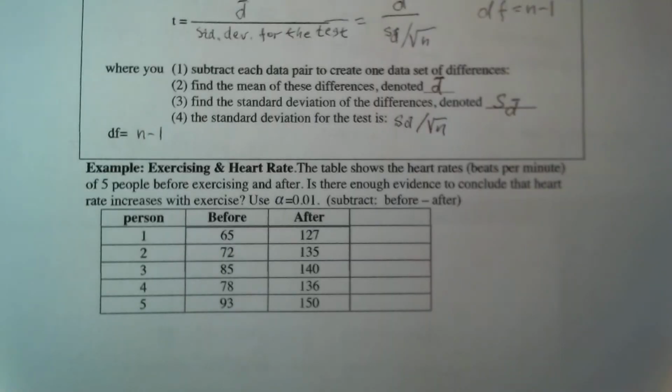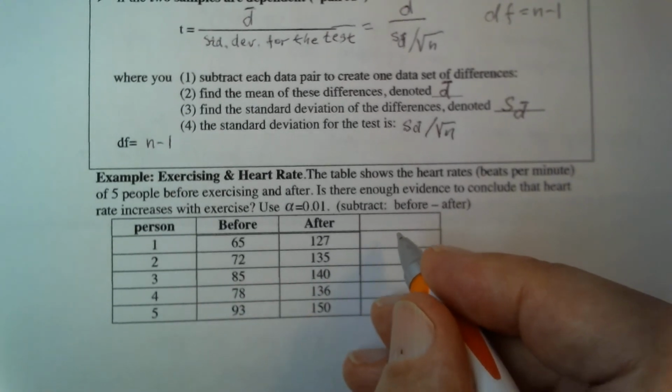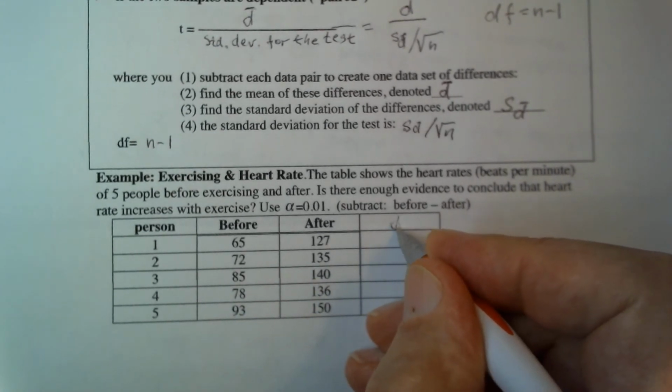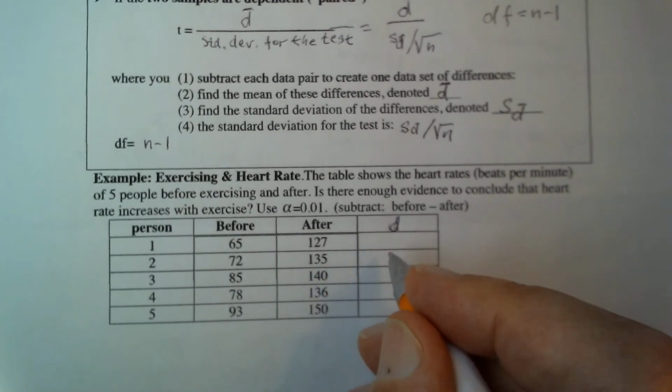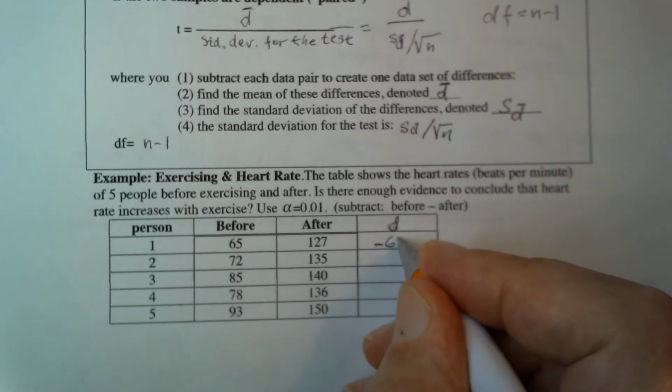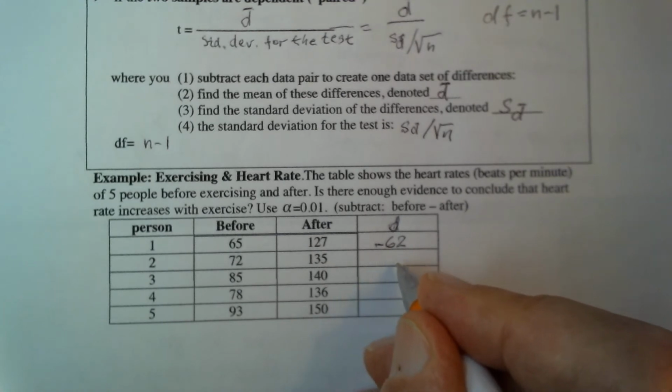Let us look at a simple example. The table shows the heart rates, the beats per minute, of 5 people before exercising and after. Is there enough evidence to conclude that heart rate increases with exercise? We are supposed to use alpha as 0.01. So we begin by subtracting the before minus after, and that would be our D column, our difference column, and it would be minus 62 and minus 63.